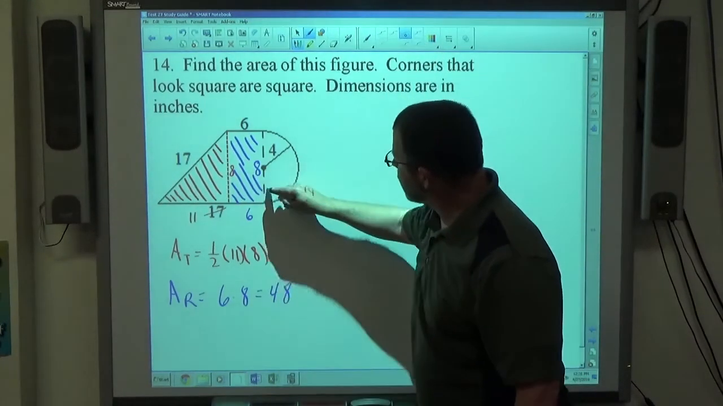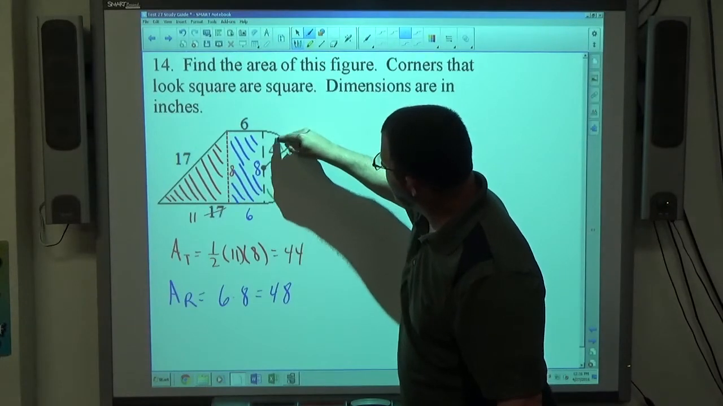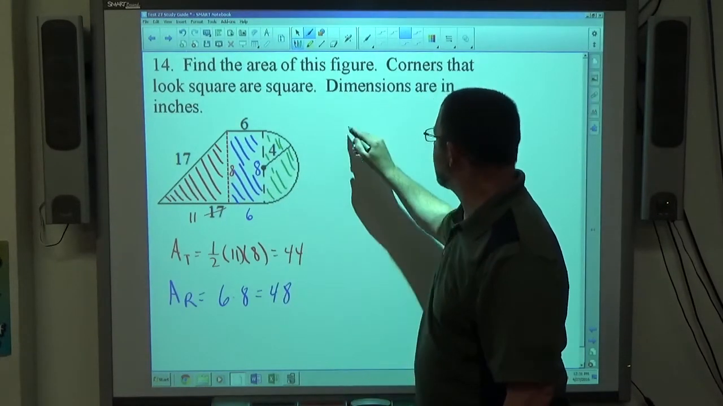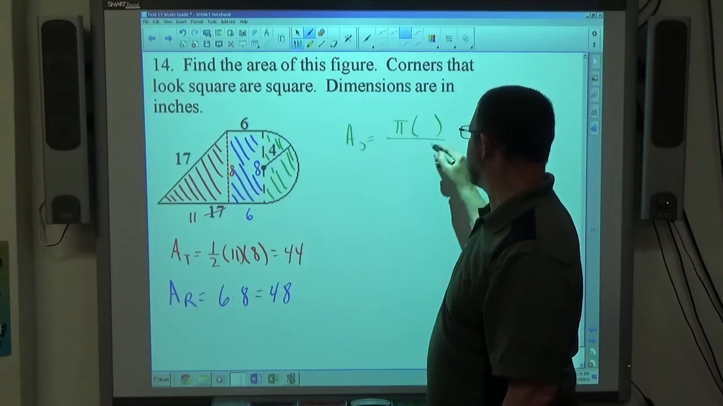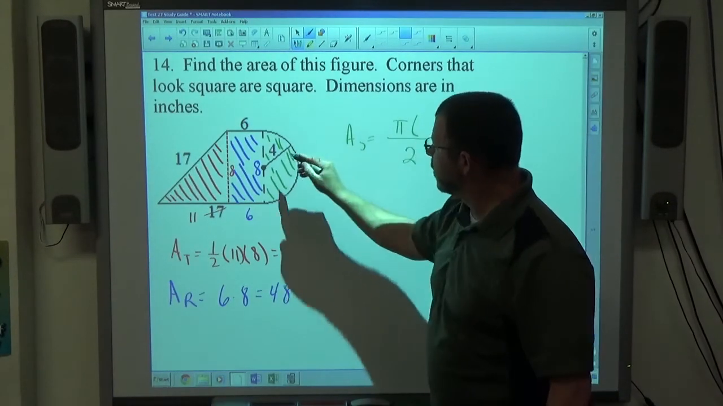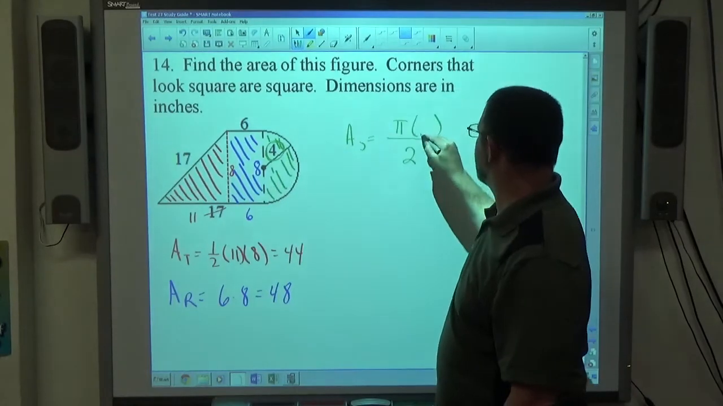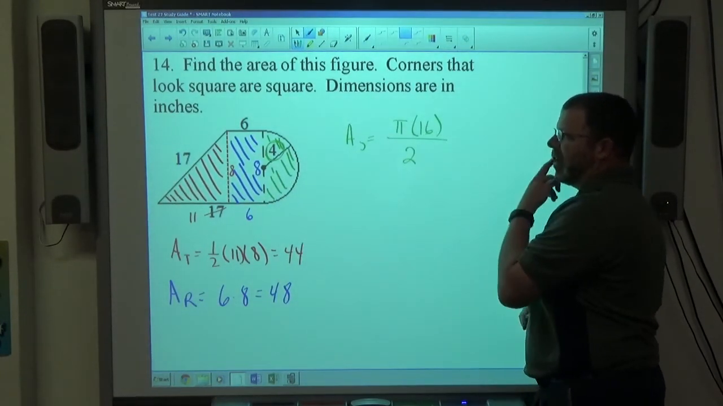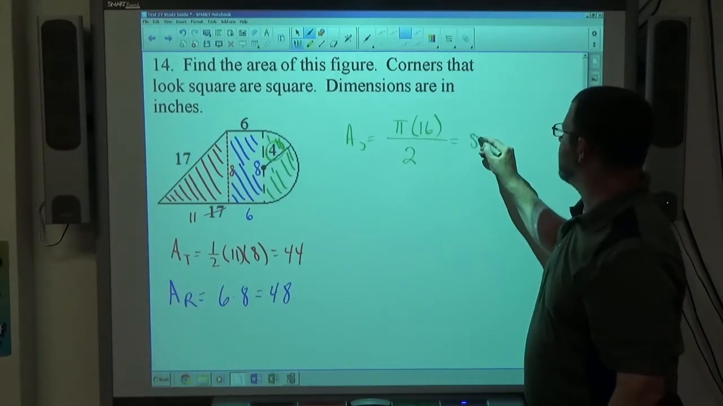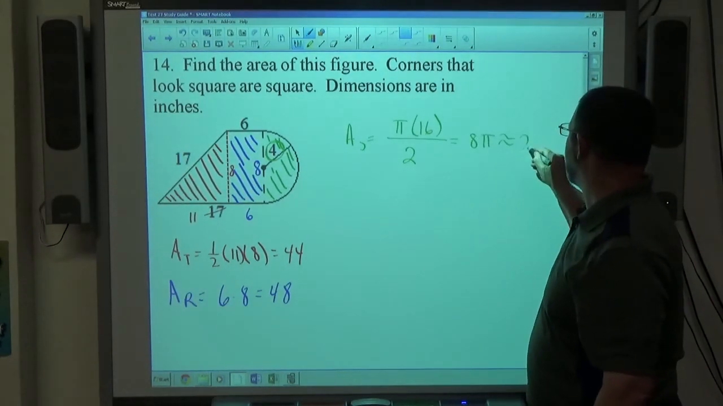And then the semicircle, all we need for a semicircle area is the radius. And the area of the semicircle is just going to be pi times the radius squared divided by 2. In this case, the radius of 4, we square that, we get 16. Pi times radius squared is half a circle, so divided by 2. That comes out to 8 pi, approximately 25.12.